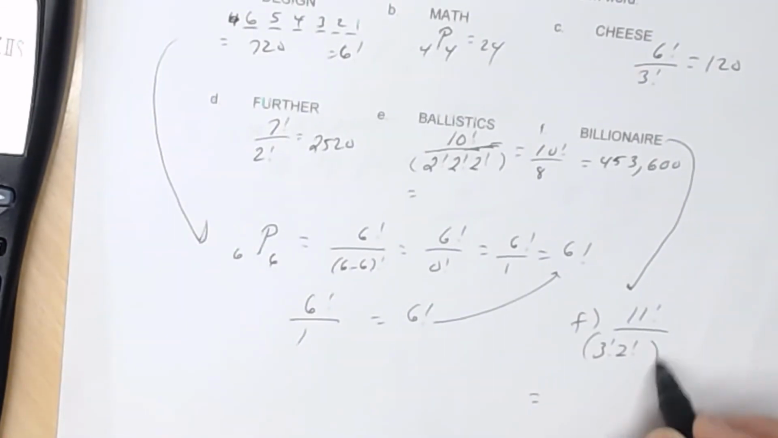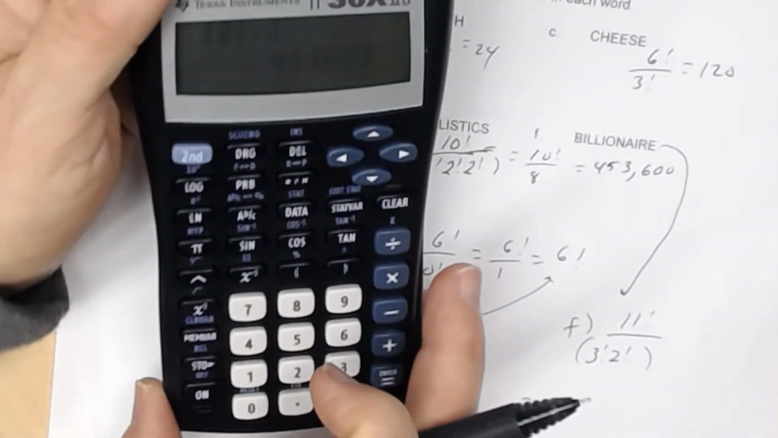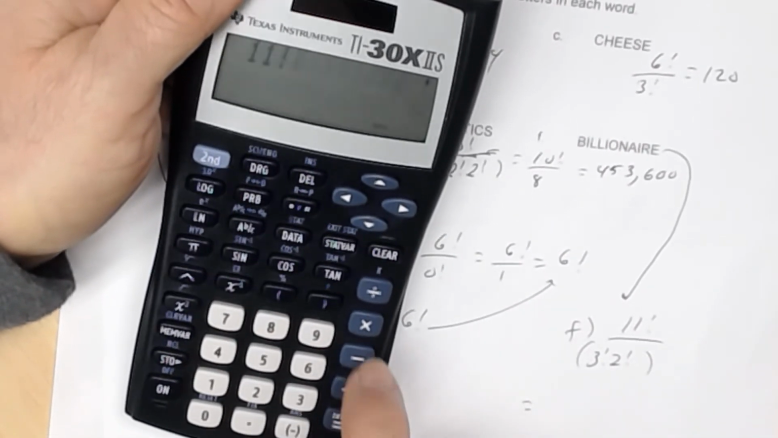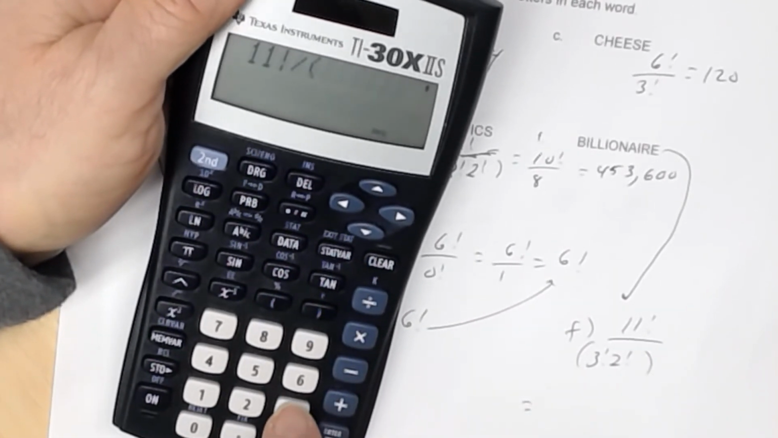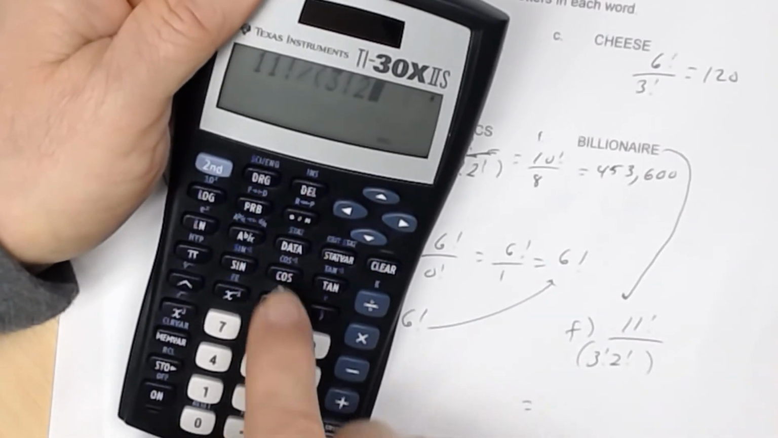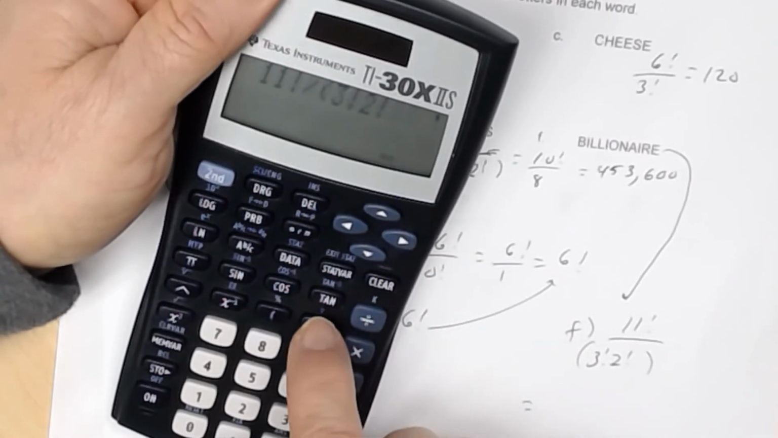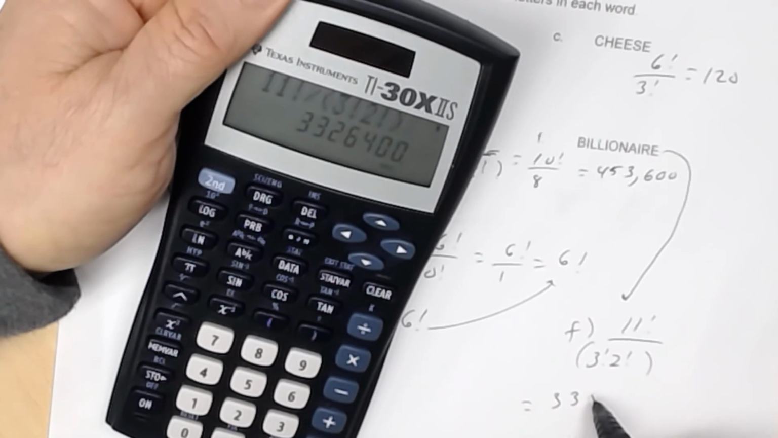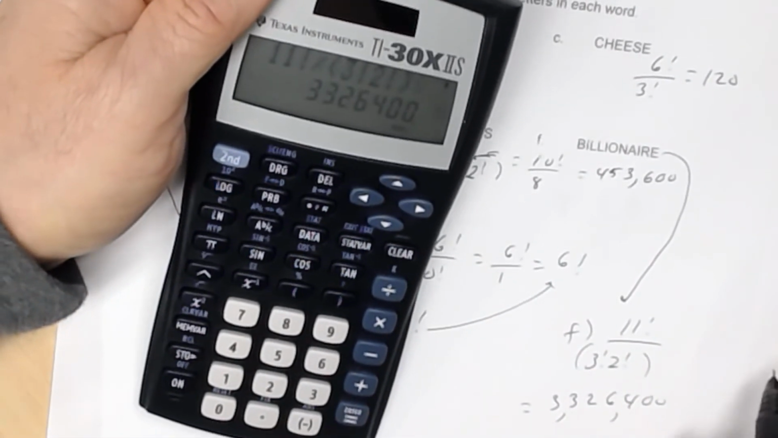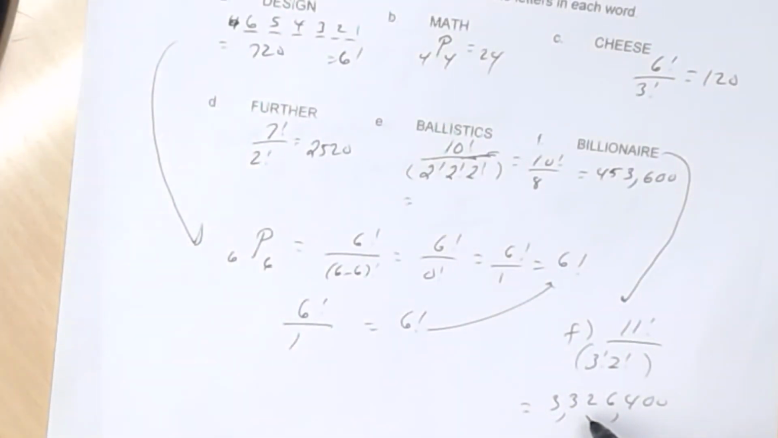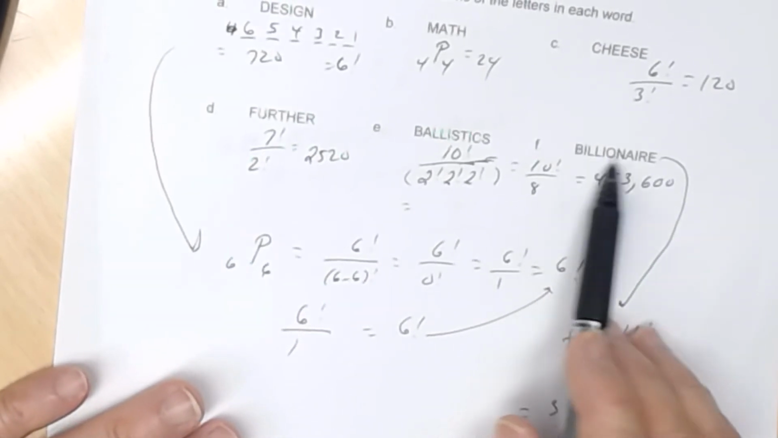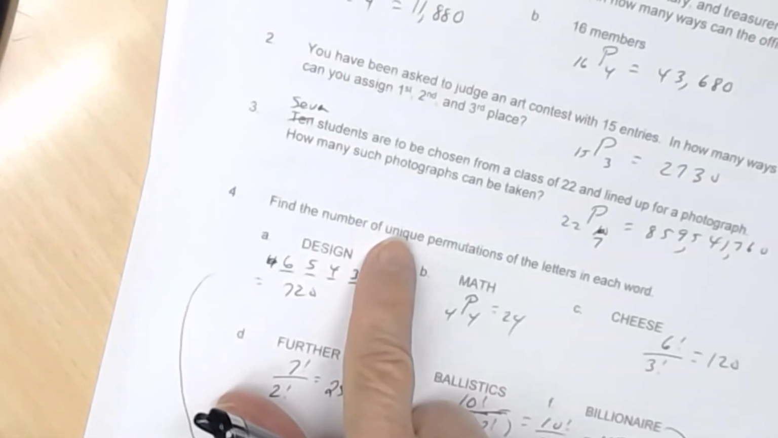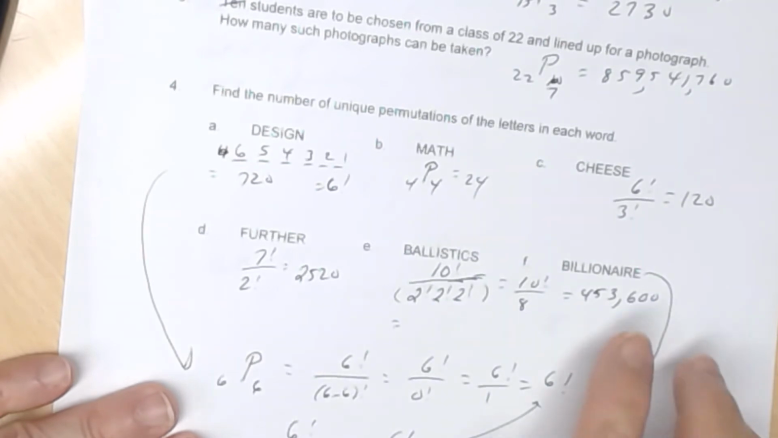So let's use our calculator. Don't forget to put this in parentheses. I have 11 factorial divided by, parentheses, 3 factorial times 2 factorial. Close the parentheses, press equal. Let's see how it looks. Press equal, and you get this: 3,326,400. So there are that many ways to arrange the letters in the word billionaire. Maybe I should also say those are the number of unique permutations. So remember, we have to take care of the letters that repeat.